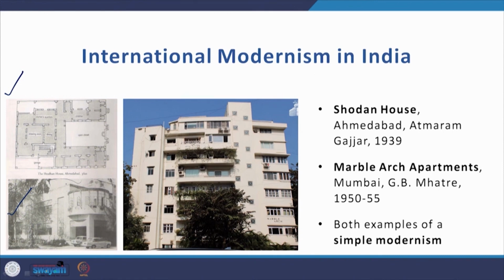Similarly, in the Marble Arch apartments by G.B. Mhatre in Mumbai in 1950 to 55, we find again an example of simple modernism, a simple block of apartments, a multi-storied housing, which is in a modernist style. Of course, by the time of 1950, 1955, we will also see parallelly the works of Habib Rahman and others coming in and working around that time or a little while later. So that we will look at in subsequent presentations.